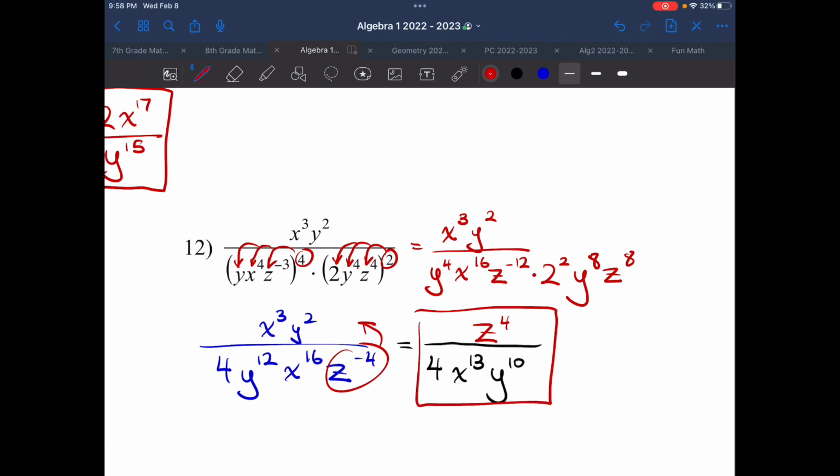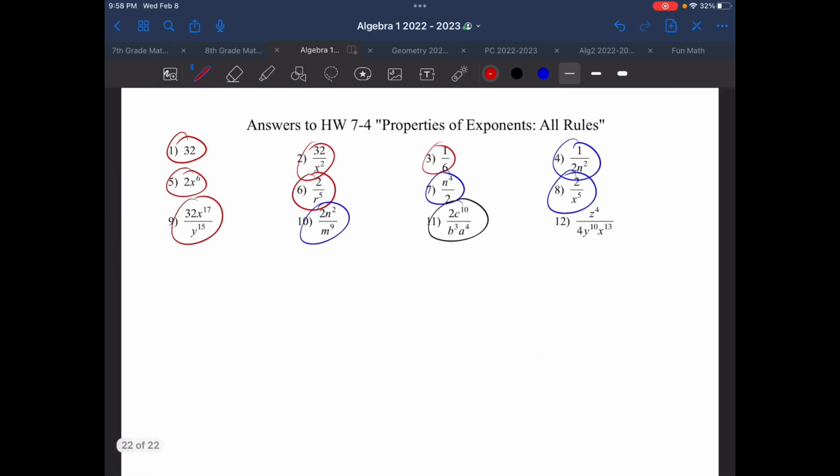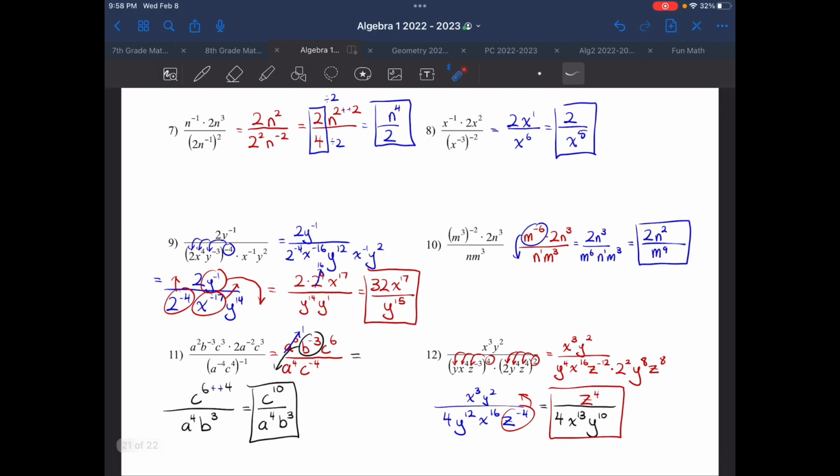Let's go ahead and check number 12. Z to the power of 4 over 4x to the power of 13, y to the power of 10. Z to the power of 4 over 4, y to the 10, x to the 13. It's not alphabetical. It's annoying. It goes x, y, z. Whatever. We'll give it to you. Y to the power of 10, x to the power of 13. Making sure I got that right. I did get it right.